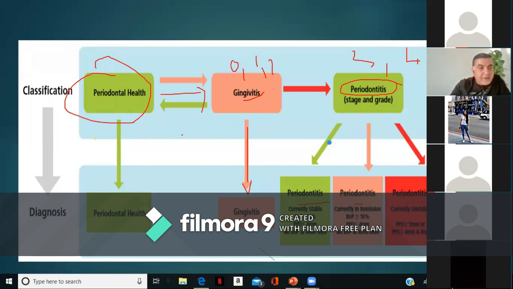I mean, the periodontal. Okay, I will put it in the group. Yeah, I will put it here. Thank you, sir.